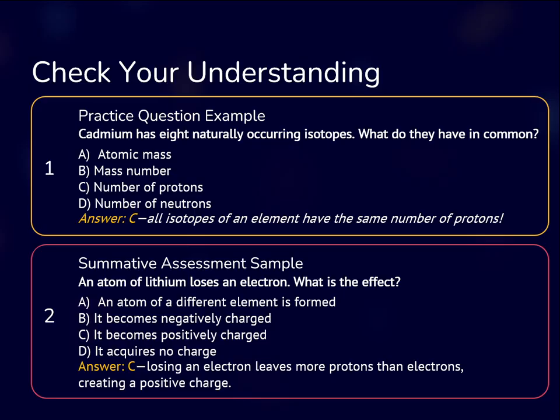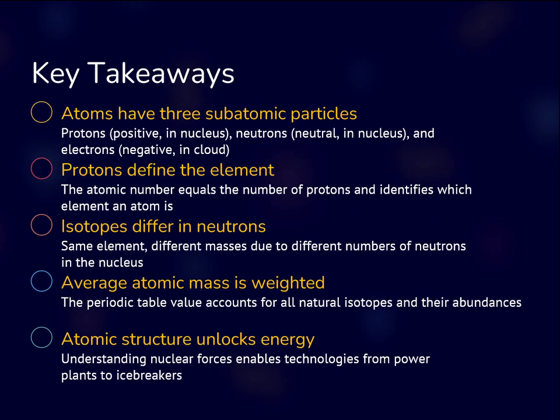The next question reads, an atom of lithium loses an electron. What is the effect of this event? Your choices are, the atom of a different element has been formed. The atom becomes negatively charged. The atom becomes positively charged, or the atom acquires no charge. Here, the correct answer is C again. It becomes positively charged. Losing an electron doesn't change the number of protons, so the element is still lithium. But now there are more protons than electrons, giving the atom a net positive charge.